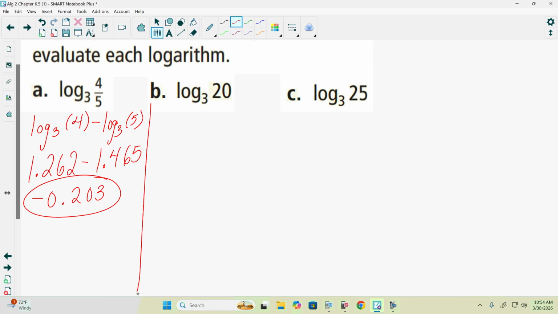Questions on A? B, log base 3 of 20. Using 4 and 5, how can we rewrite 20? So it'd be 4 times 5, yes.